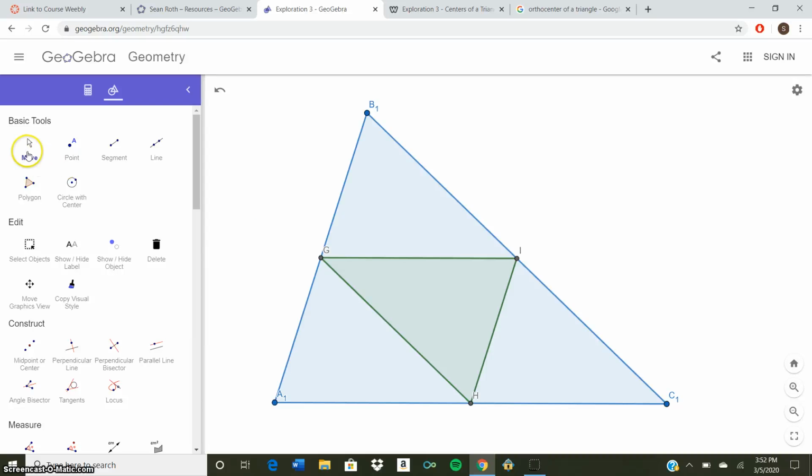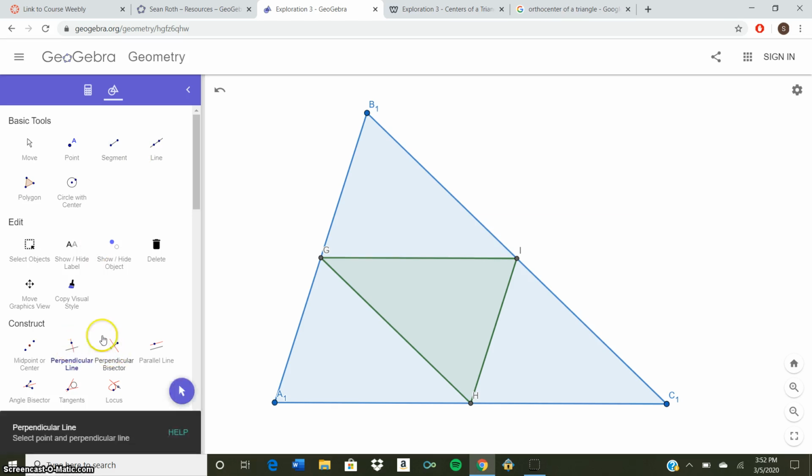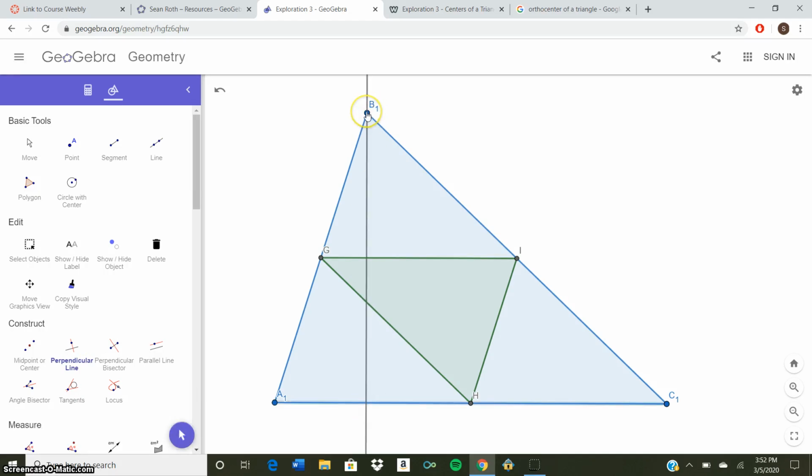So here we have the medial triangle again. Now we're going to work with the orthocenter. So let's construct it for the original triangle first. The orthocenter is the point where all the altitudes intersect.